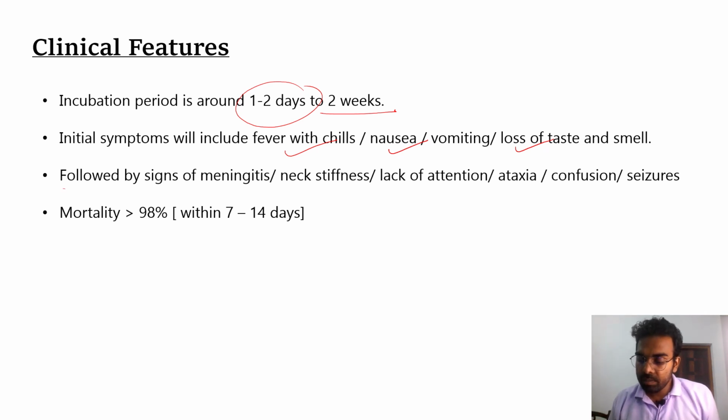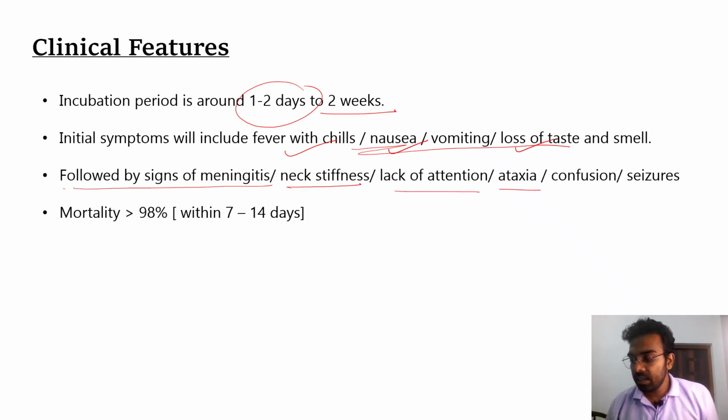All these symptoms will be followed by signs of meningitis, which include positive Brudzinski's and positive Kernig's sign. Next, neck stiffness, lack of attention, ataxia, confusion, and seizures. And since there is no effective treatment, the mortality rate is more than 90%, and death can happen within 7 to 14 days.